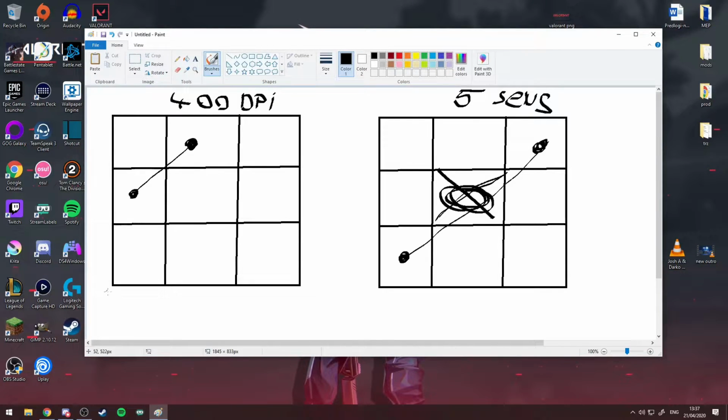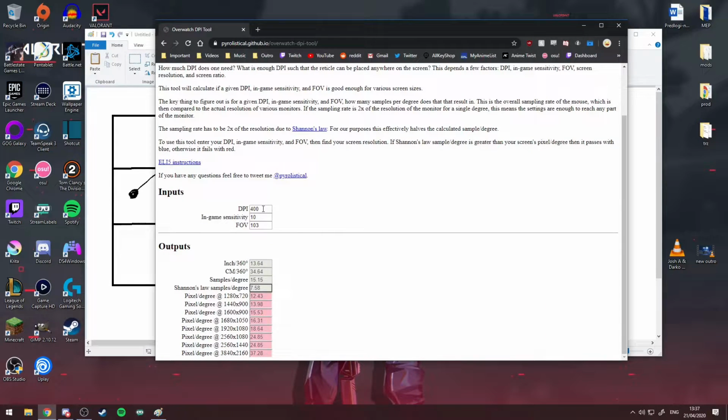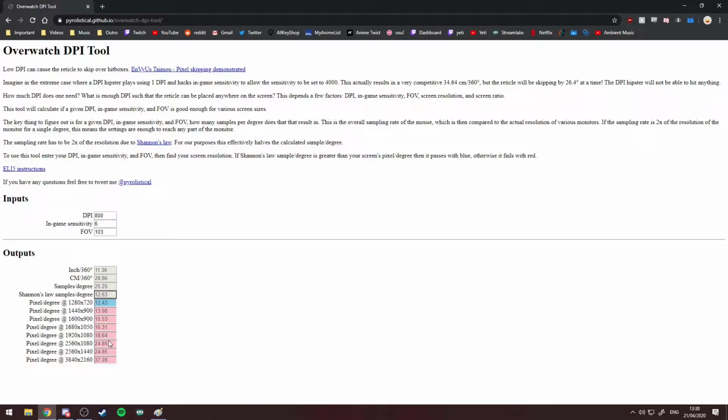A lot of people make a big deal out of it. There are even these calculators made for Overwatch. I'll punch in my actual sensitivity that I used in Overwatch. Let's do 800, okay? My in-game sens was 6, and my FOV was 103. So, yeah, here it says that you would be skipping pixels on 1920 by 1080, I believe. So my sensitivity would only be good for 1280.